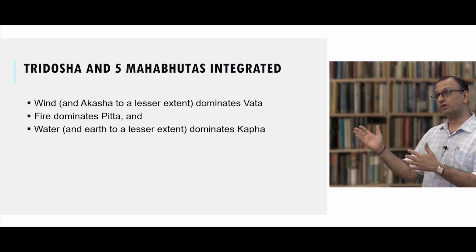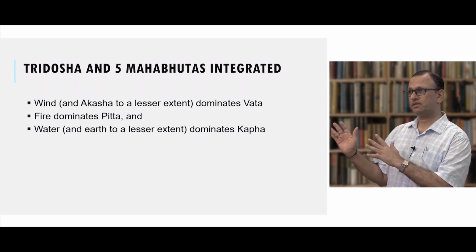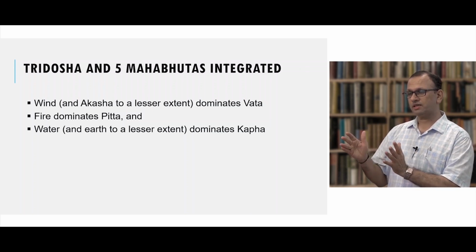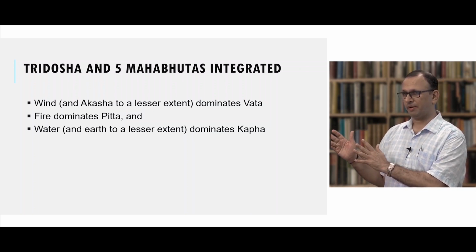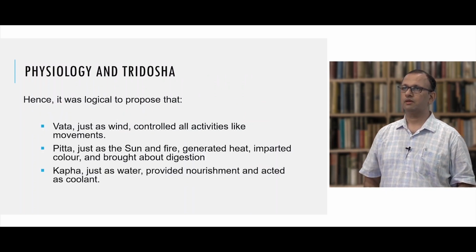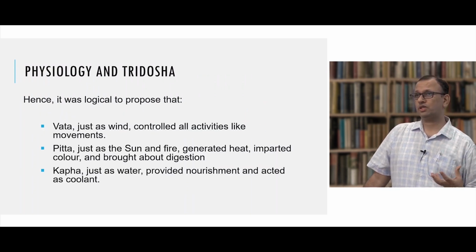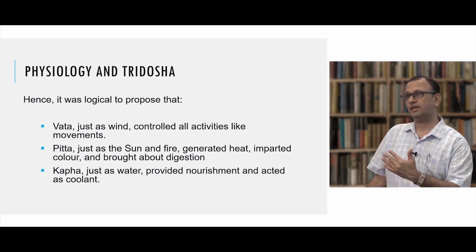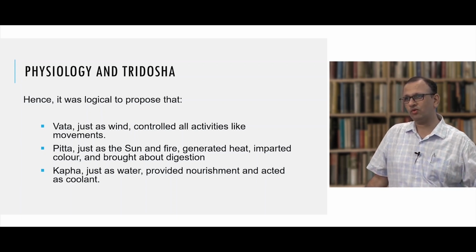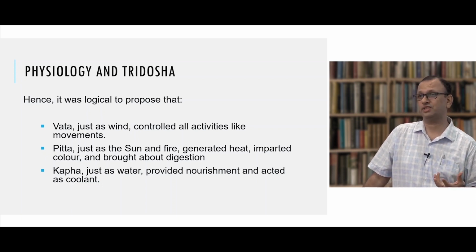And again, Tridosha and 5 Mahabhutas or Panchamahabhutas were also integrated. Wind and Akasha dominate Vata, right? Fire dominates Pitta. Water and to a lesser extent Earth dominate Kapha. So again, Panchamahabhutas were also integrated with the Tridosha. Now, this concept of Tridosha was then associated with physiology and later on with pathology, then diseases, right? And even therapeutics. Everything was systematized using the theory of Tridosha. That is why Tridosha theory was essential.